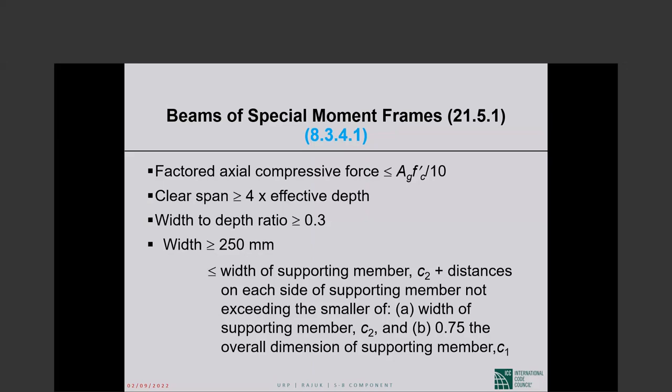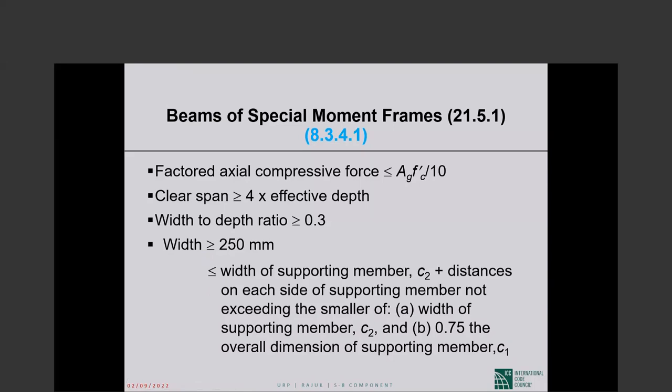So that's easy to follow. Okay, width to depth ratio is larger than or equal to 0.3. So you cannot have very narrow beams. That's what it means. And then the width, not the depth, the width has to be larger than or equal to 250 millimeters, 10 inches. It also has to be less than or equal to something. And that part I will explain.